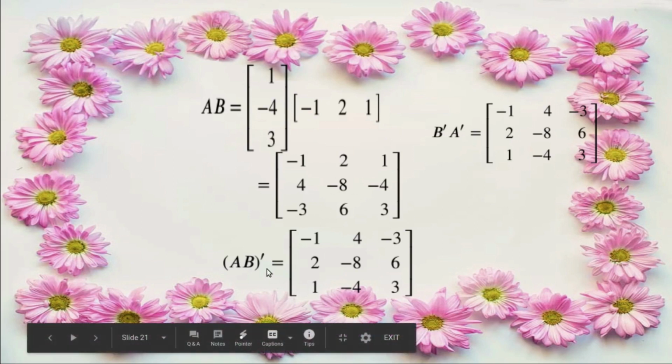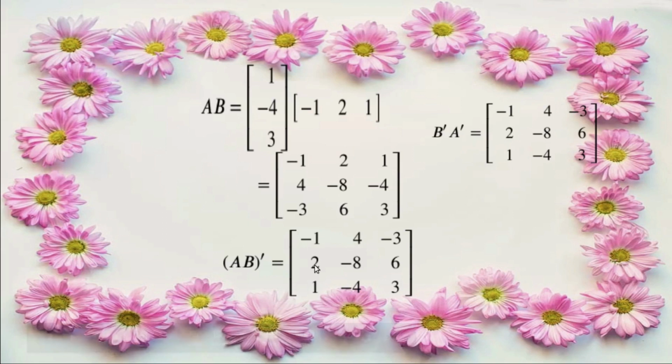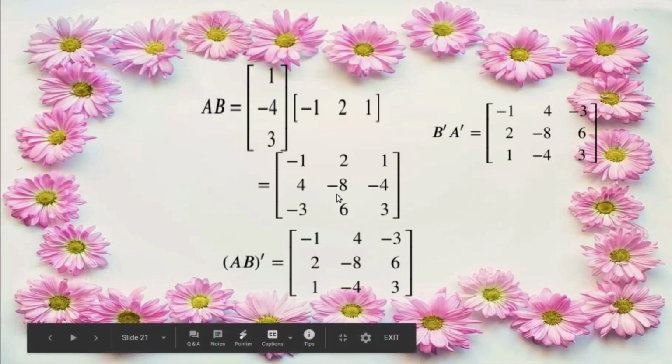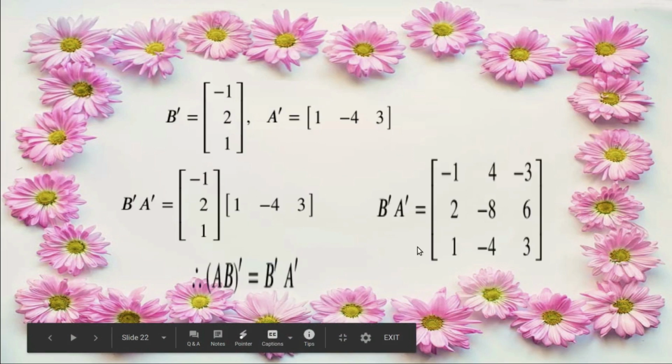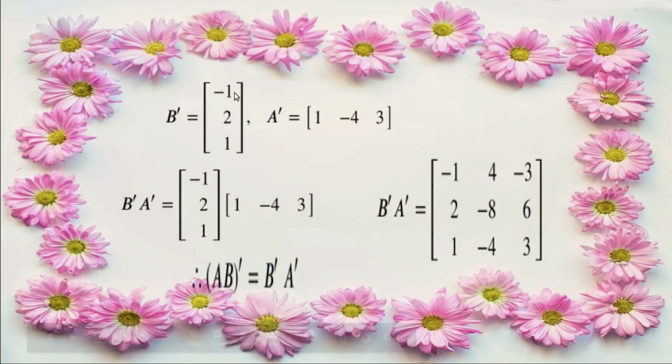So AB transpose is the transpose of this matrix. Minus 1, 2, 1 becomes the first column, 4, minus 8, minus 4 is the second column, minus 3, 6, 3 is the third column. This is AB transpose. Now B transpose is the matrix minus 1, 2, 1. A transpose equals 1, minus 4, 3.